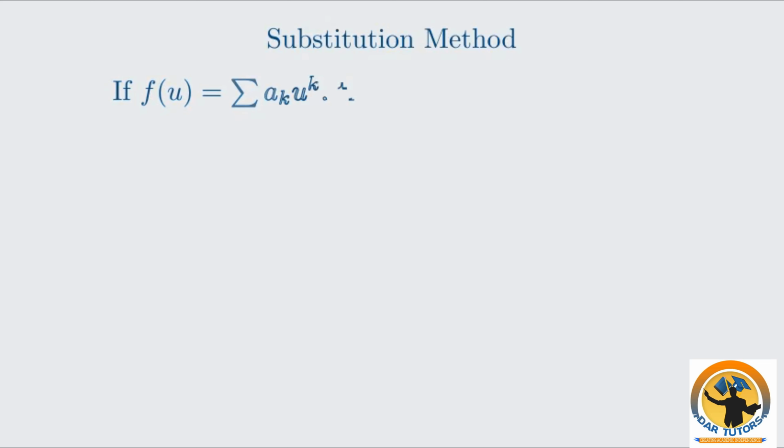Our first technique is substitution. This is a very efficient way to find the Maclaurin series for composite functions. The idea is simple. If you have a known series for a function f of u, you can find the series for f of g of x by replacing every u in the original series with g of x. Let's work through an example.